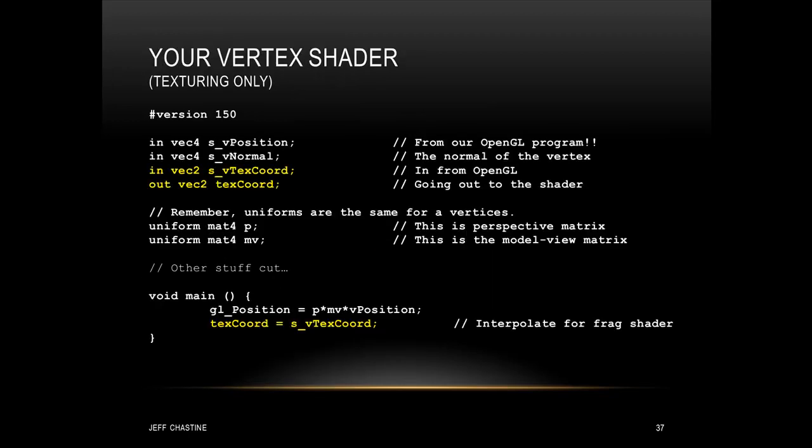All right, now looking at a simplified vertex shader, you can see that we have two new variables here. We have s_vtextureCoordinate, which is the texture coordinate from OpenGL, and then we also have an interpolated version of that that's going out to the fragment shader called textcord. So the vertex shader code for texture mapping is relatively straightforward because we just do a simple assignment.